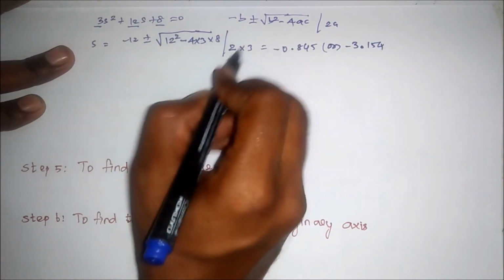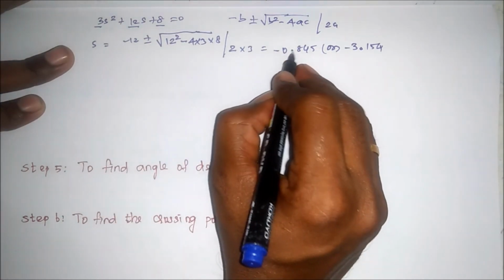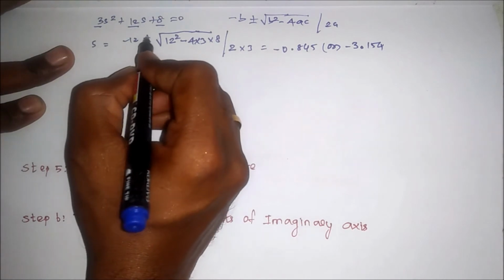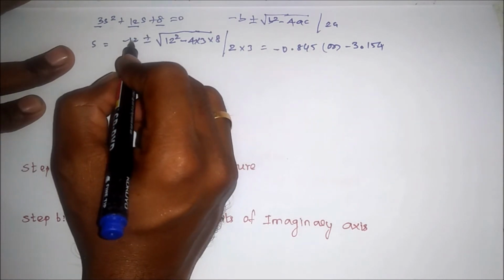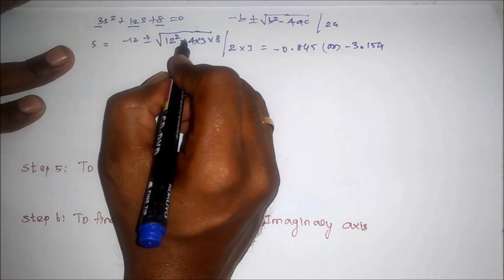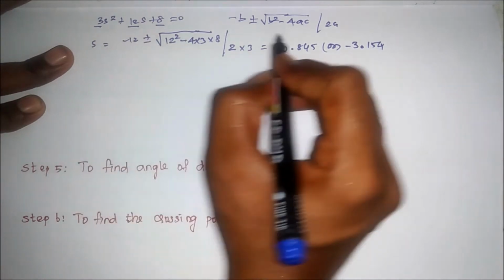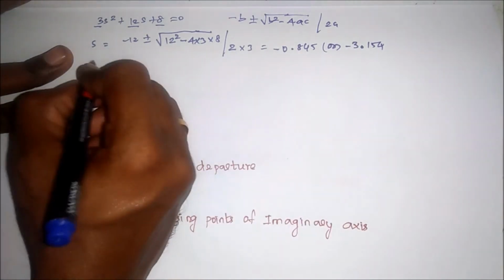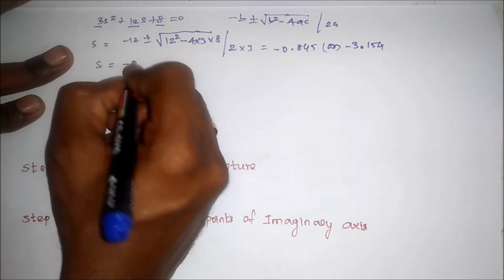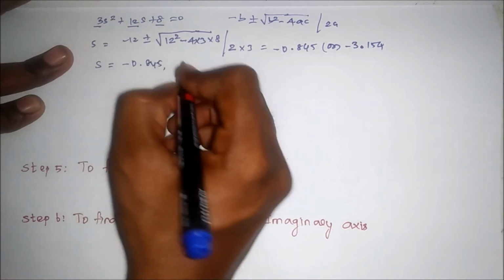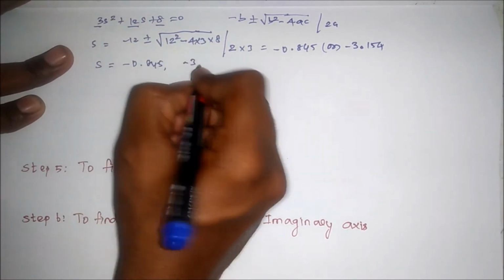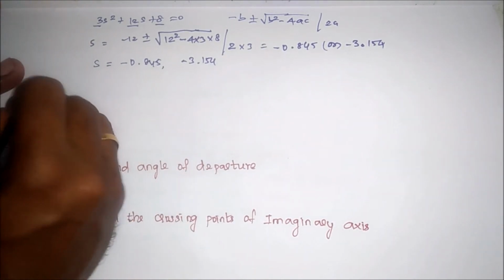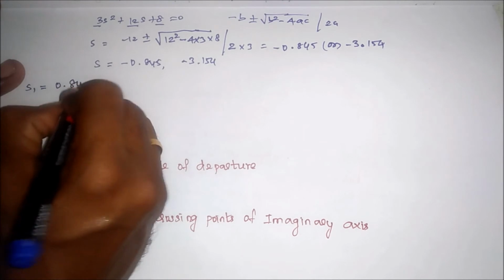So after solving this term, we will get minus 0.845 or, because here we are having plus or minus, therefore here minus 12, here some value will come. So first we have to use plus, then we will get this answer. Then we have to use minus, we will get this answer. So now roots are s equal to minus 0.85, then minus 3.154.